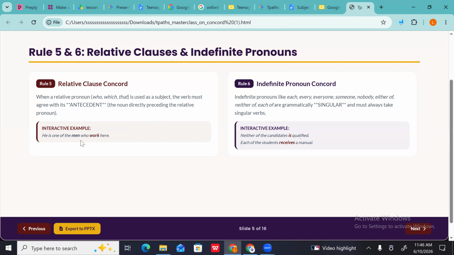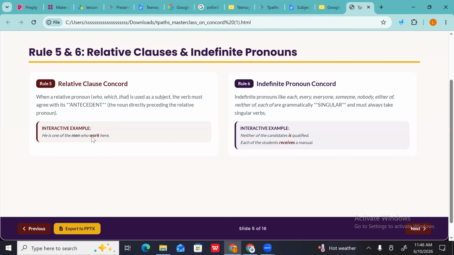Look at this. He is one of the men who walk here. He is one of the men. Pay attention to who here. Who refers to people. Look for the noun that comes before this who, which is men. Is it singular or plural? Plural. So the verb that follows would be in plural. So, men who walk.